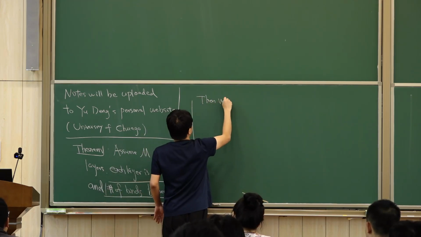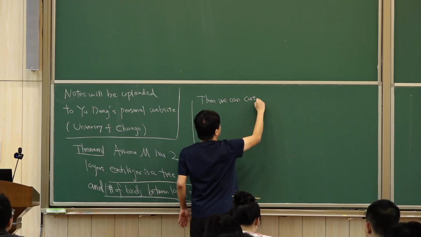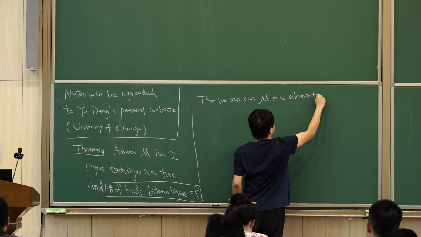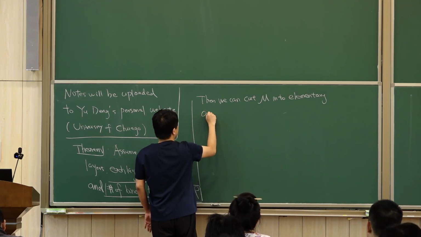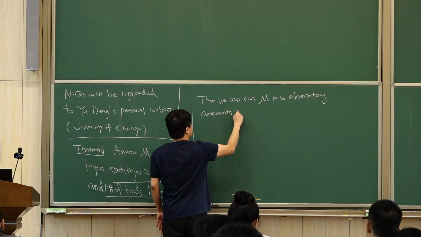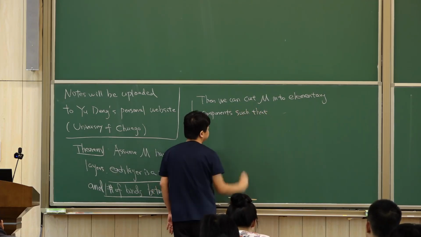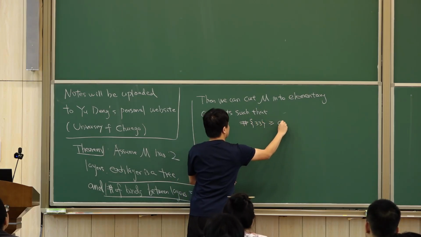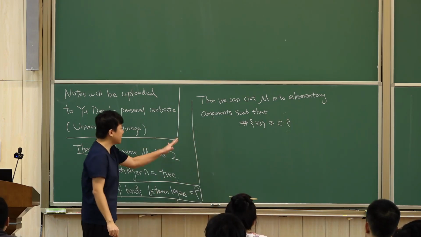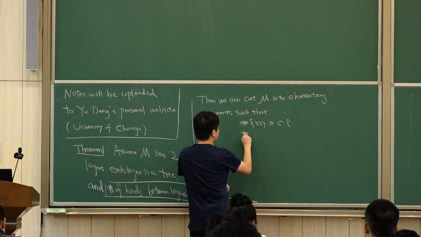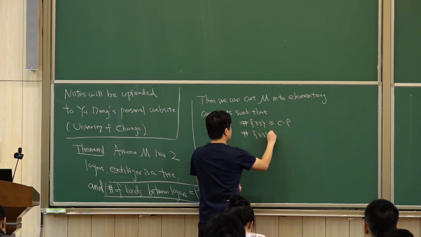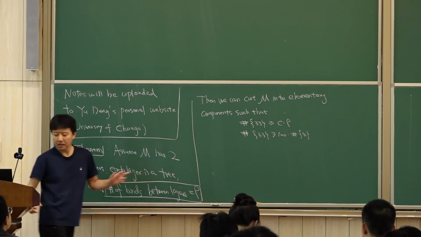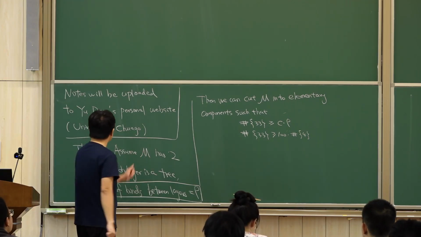Then we can cut M into elementary components such that the number of 3 atoms is bigger than a constant times rho, and then it's also bigger than a large number of 4. Okay, so let us focus on the proof of this theorem.